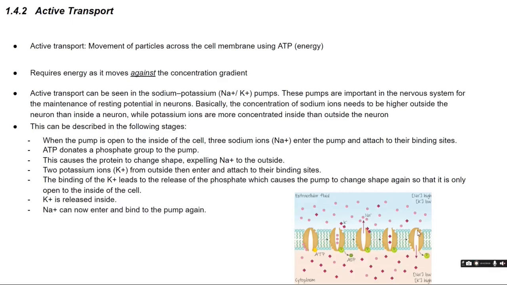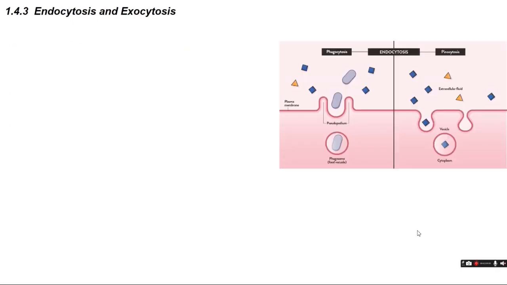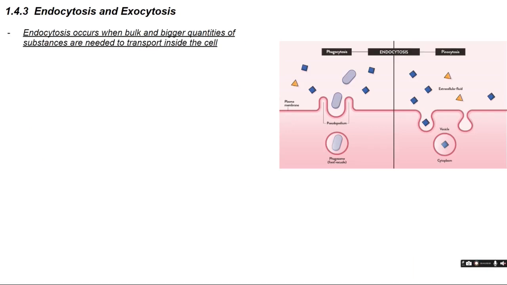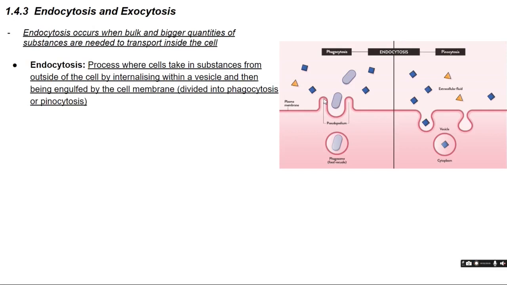Then we have endocytosis and exocytosis. Endocytosis occurs when bulk and bigger quantities of substances need to be transported inside the cell, which would not work through passive and active transport. Endocytosis is a process where cells take in substances from the outside by internalizing them within a vesicle, being engulfed by the cell membrane. There's two types, phagocytosis and pinocytosis.